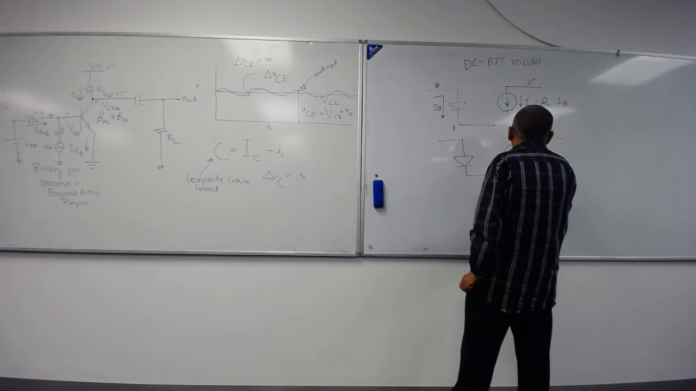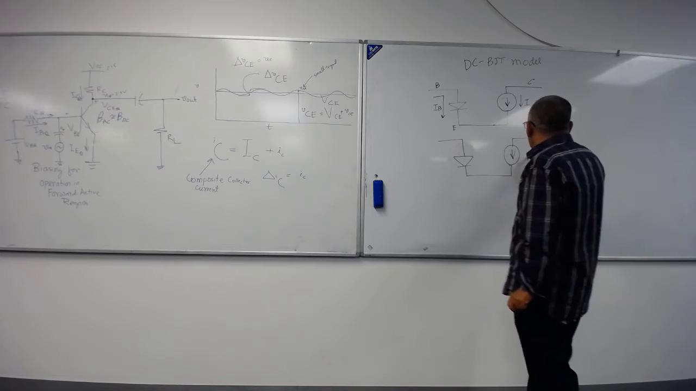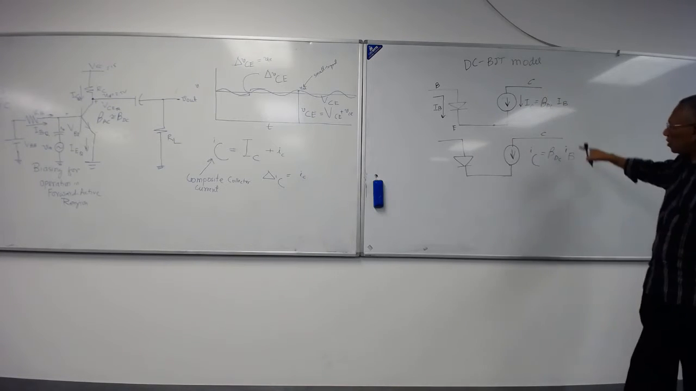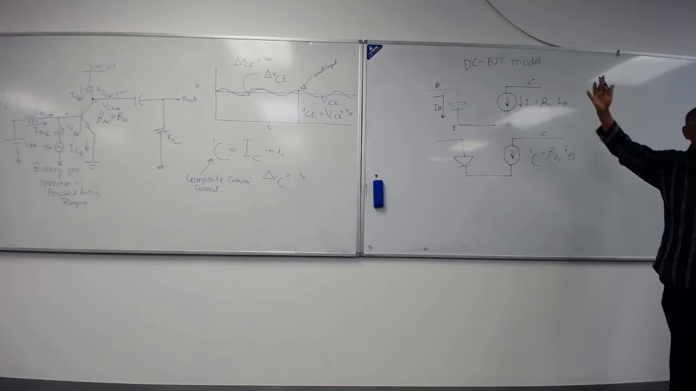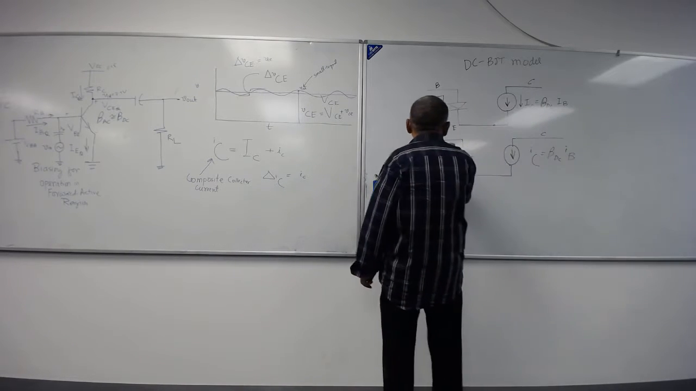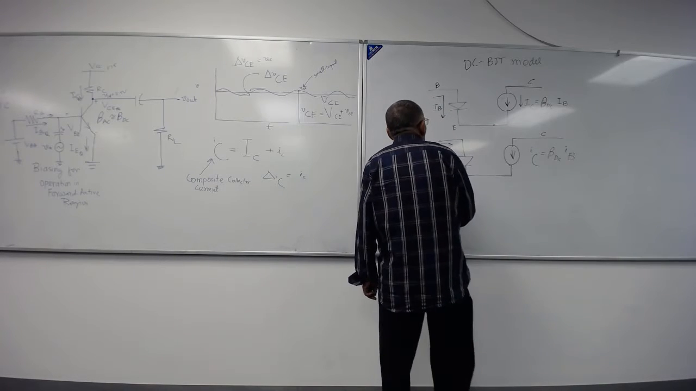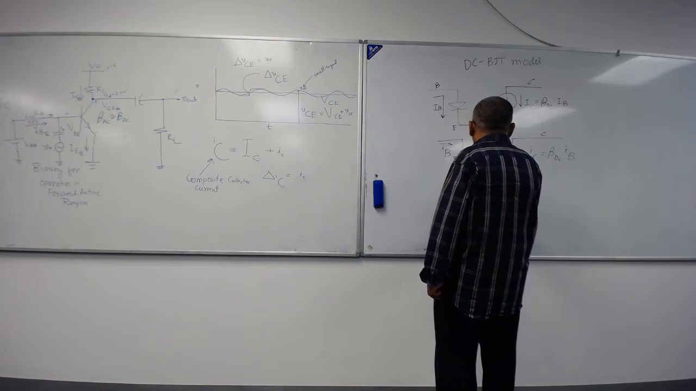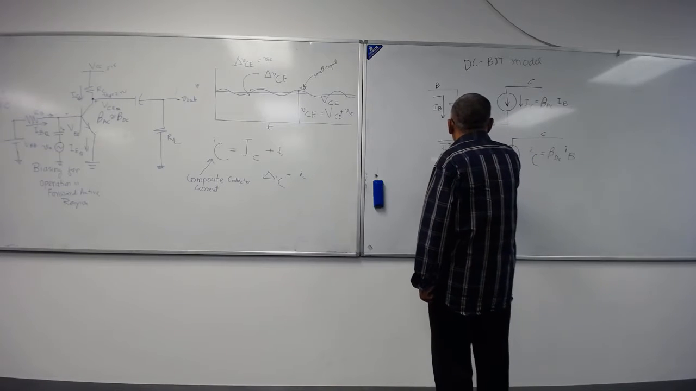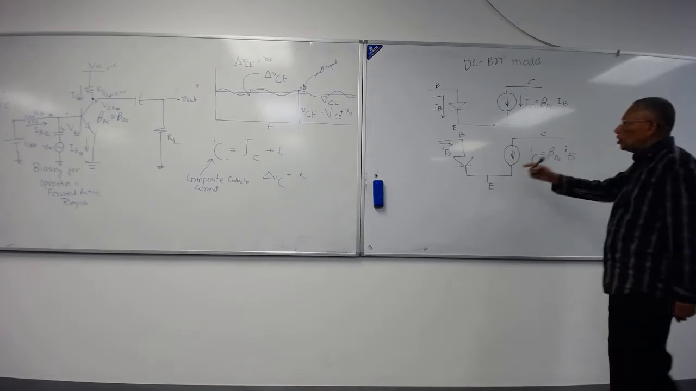Small i_C equals beta DC into small i_B. So this is a large signal, this is a large signal, this is large signal, this is large signal. Okay, the entire signal. And you can say here this is small i_B. Okay, and this is an emitter. This is your base. This is your collector. So this is your DC model.